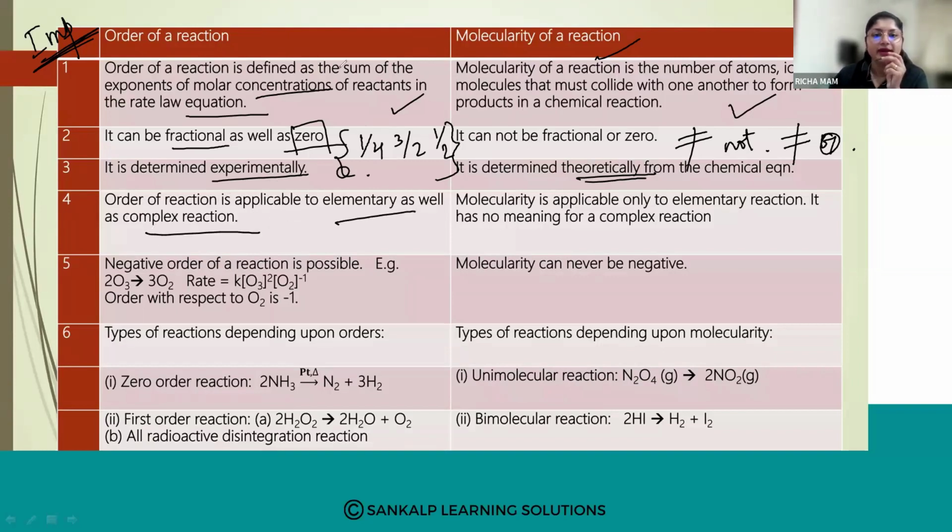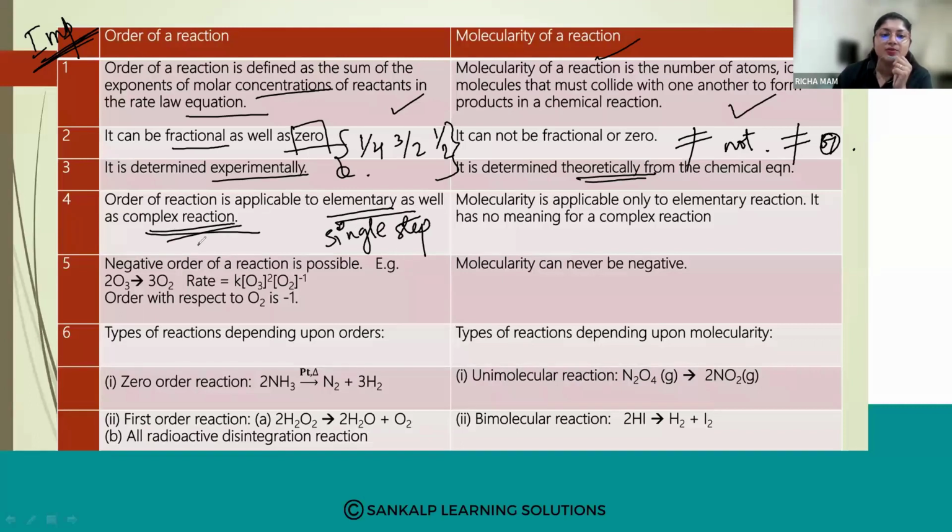Now you know what we mean by elementary: the reaction takes place in a single step. So when a reaction takes place in a single step, it is called an elementary reaction. And what do you mean by complex reaction? When the reaction takes place in more than one step. So in a complex reaction, what happens? A mechanism takes place. We have seen this in the case of the SN1 mechanism. Is it clear? Yes. So elementary means the reaction takes place in a single step, and complex reaction means the reaction takes place in more than one step.